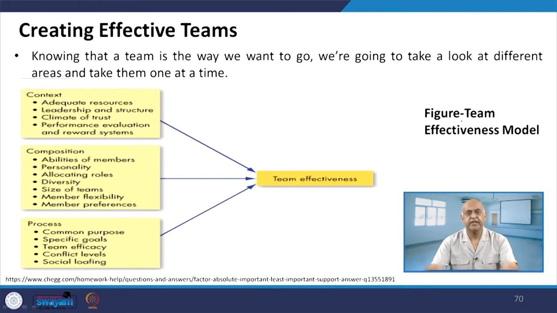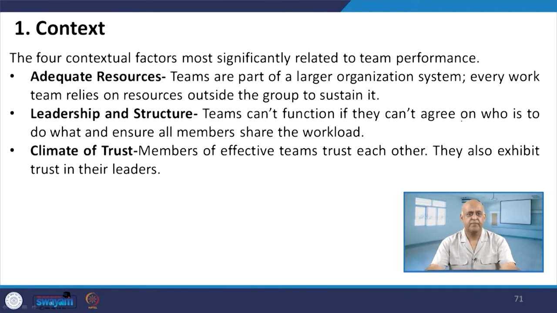So, what sort of composition will you have, and then what sort of team will be created. The process will be the common purpose, the specific goals, team efficacy, conflict levels and social loafing. In these particular processes, we will find what the common purpose is. And if there is a common purpose, then definitely it will be successful. Now, these points we will be discussing in length.